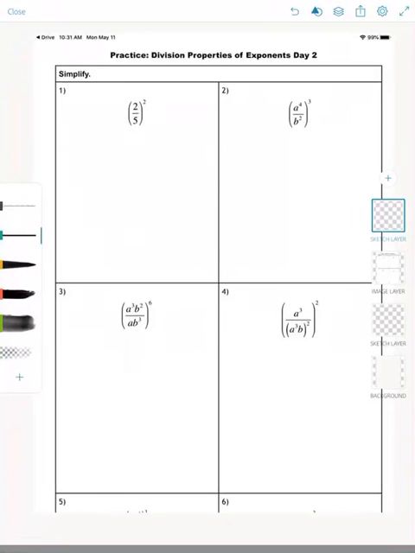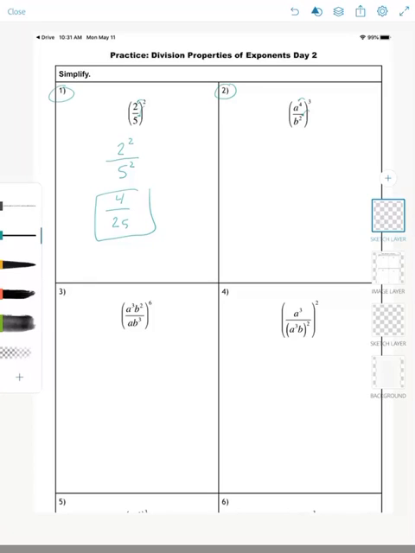Okay, here are the answers for the practice problems for the day. I've got page 1, or problems 1 through 4 here, and then I'll have to open up a new file for problems 5 through 6. So, question number 1: 2/5 to the second power. That's 2 to the second over 5 to the second, because the 2 goes to the top and to the bottom, and that becomes 4 over 25.